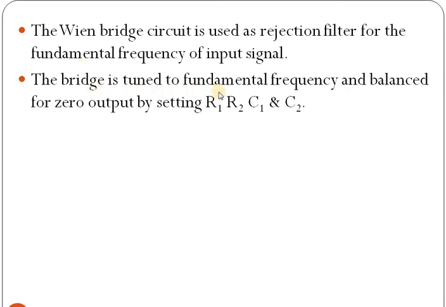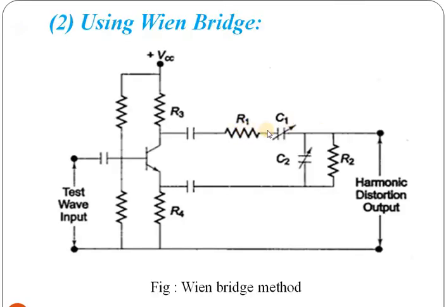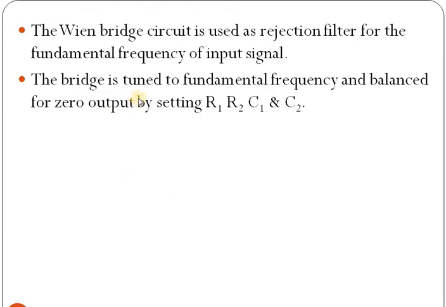The bridge is tuned to the fundamental frequency and balanced for zero output by setting R1, R2, C1 and C2. The fundamental is suppressed, giving zero value for the fundamental.